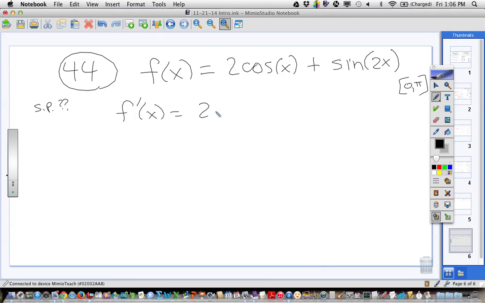All right, so you got 2 cosine 2x minus 2 sine x. Is that what it was? And then you have to put equals 0. You've got to do that.